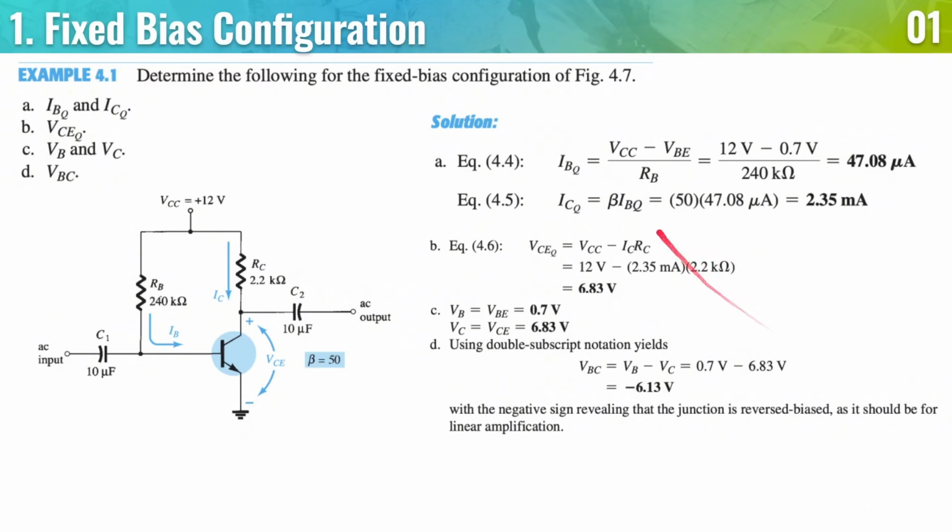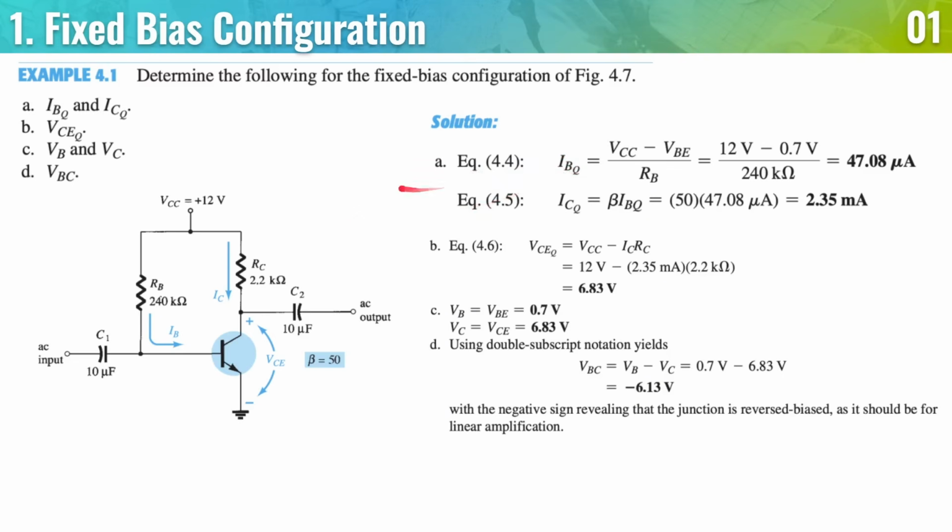So let's have an example here. Let's determine the following for the fixed bias configuration shown on the screen. First, we're looking for IB sub Q. If you see Q there, it just means quiescent, or at the Q point, where there is no input signal yet. Since there's no input signal mentioned in this problem, you don't really have to worry about the Q. Just treat it as IB.